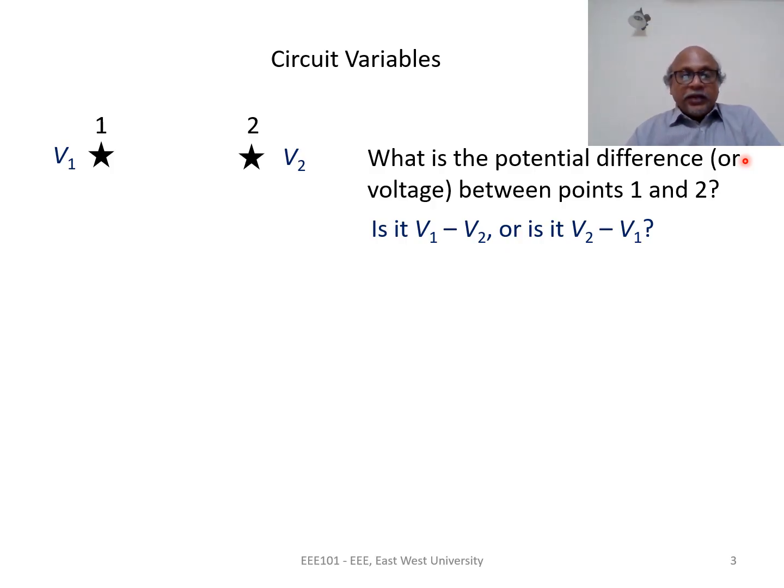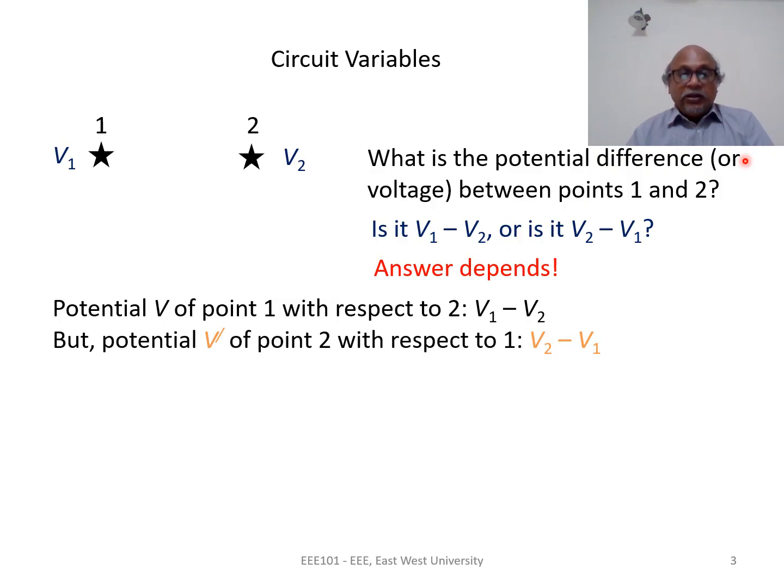To remove that ambiguity, we will be more precise in asking the question. If I ask, what is the potential of point 1 with respect to point 2? And if I call that potential V, V is equal to V1 minus V2. On the other hand, if I ask, what is the potential of point 2 with respect to point 1? And if I call that potential V prime, then V prime is V2 minus V1.